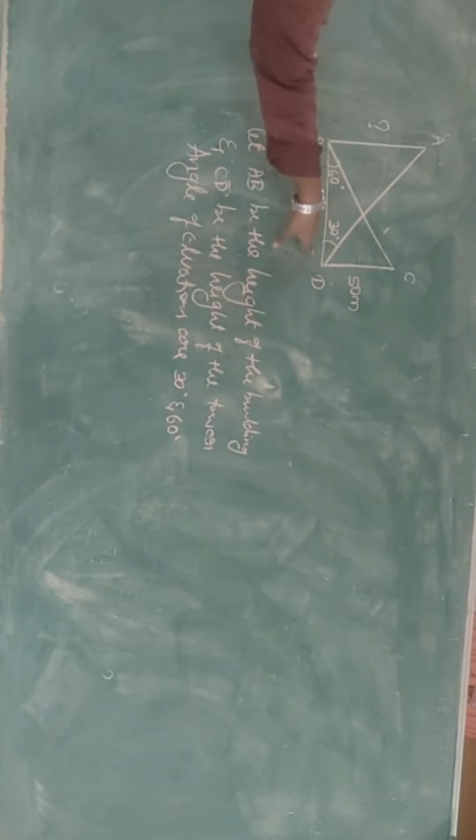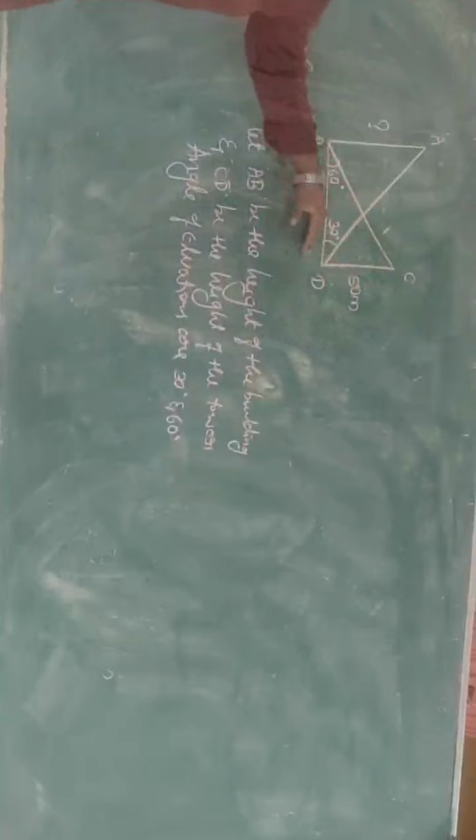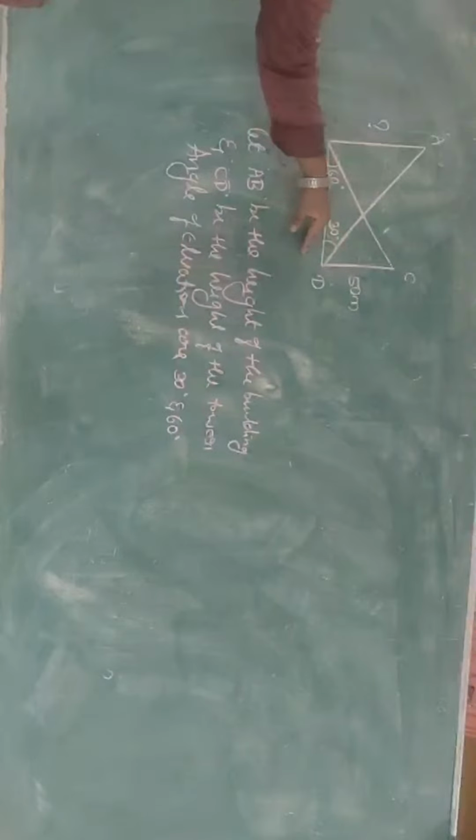D is a right angle. And the angle formed at B is 60 degrees. So this is the opposite side and this side is the adjacent side. So which function can I take? Again tan. Maximum times here we are taking only the tan function.